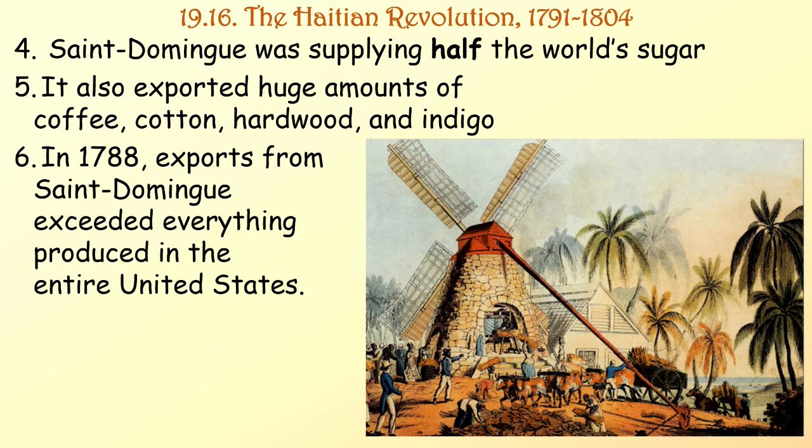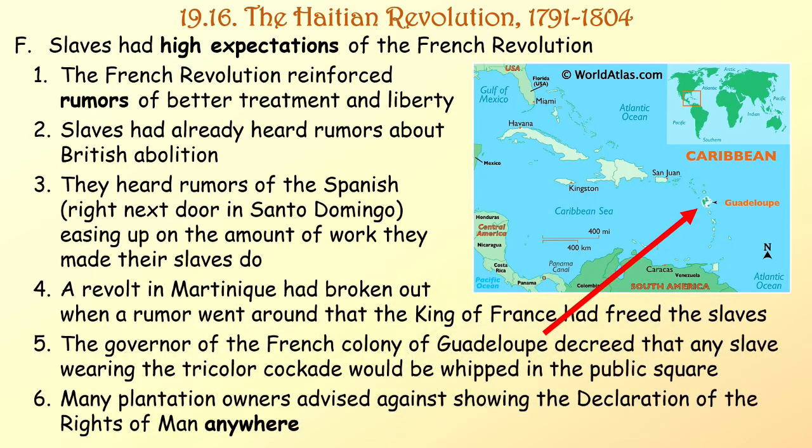Saint-Domingue was supplying half the world's sugar. It also exported huge amounts of coffee, cotton, hardwood, and indigo. In 1788, exports from Saint-Domingue exceeded everything produced in the entire United States. Slaves had high expectations of the French Revolution. The French Revolution reinforced rumors of better treatment and liberty.